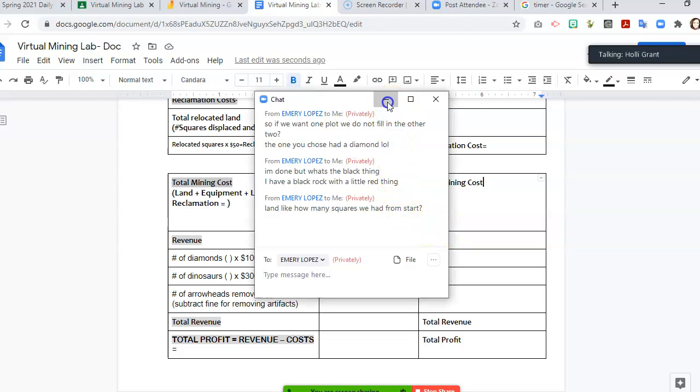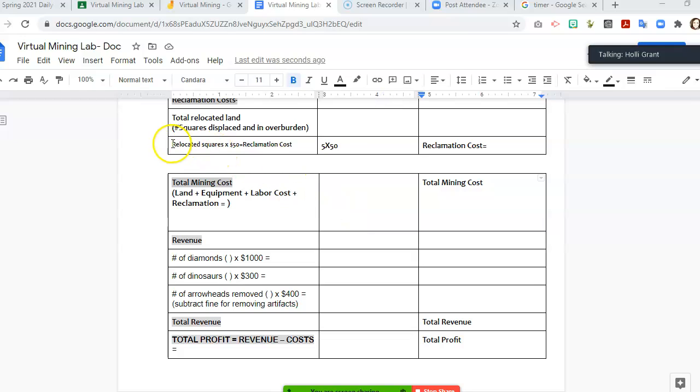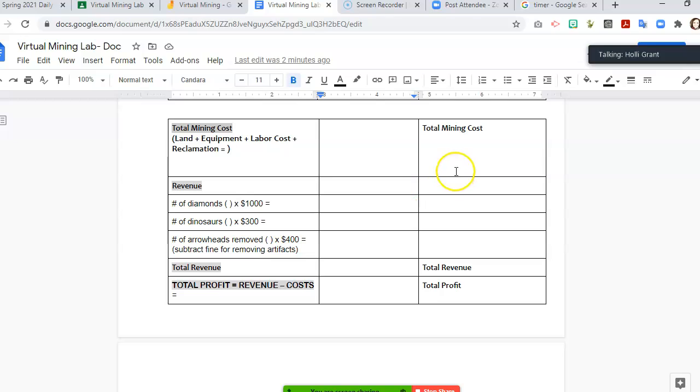So Emery, for the land, all I wanted you to do is the relocated squares, the ones that were left over. That's the only row that I want you to do. If you were not able, in that 1 minute, to put all the squares back, take the number that you were not able to put back and multiply it by 50. That's the reclamation cost. Okay? All right. So you should have your total mining cost at this point set. Now let's talk about your revenue.